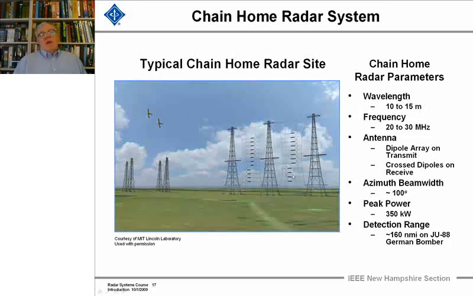The beam width of the pattern of this was about 100 degrees. You say, gee, 100 degrees, how can you tell where anything is? We'll get to that in a minute. They operated at a peak power of 350 kilowatts, developing all the peak power they possibly can. The point is, they could detect a Junkers 88 German bomber at high altitude, about 20,000 feet, at approximately 160 nautical miles. So they could see the bombers coming if they were coming high at 160 nautical miles.